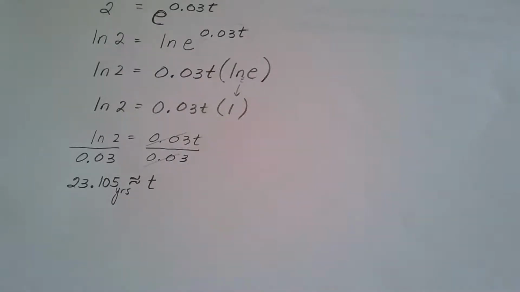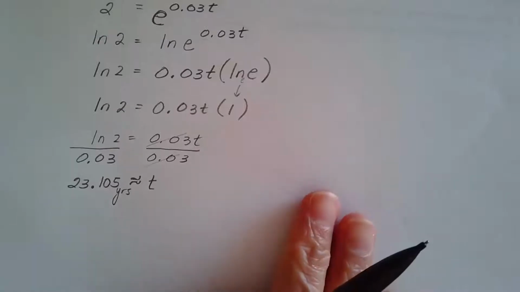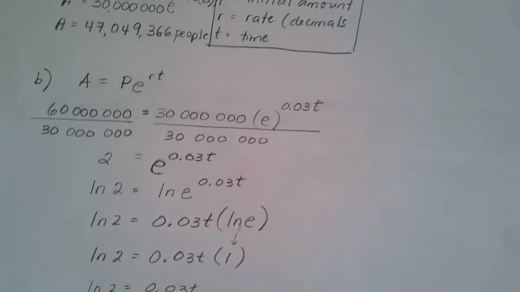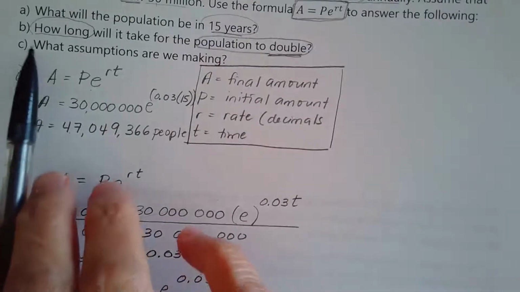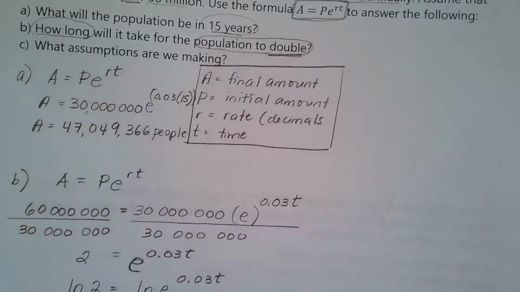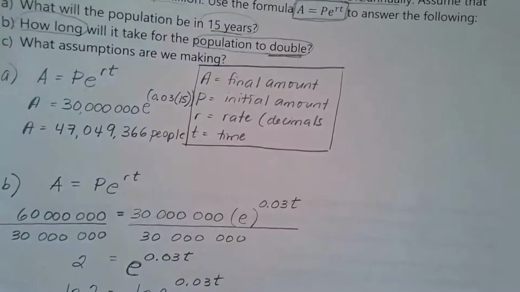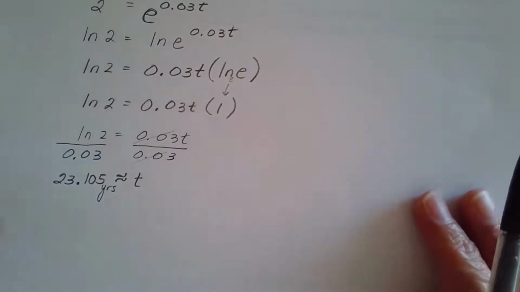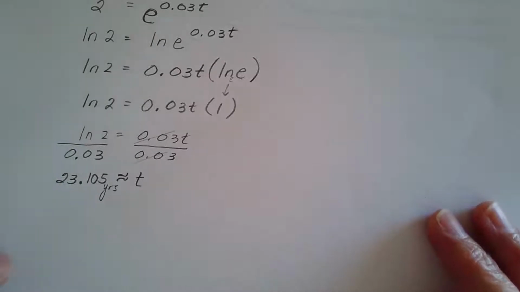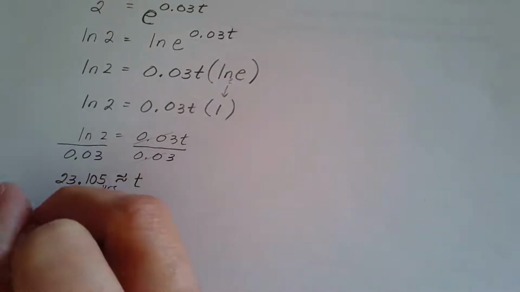Okay, now let's take a look at letter C. What assumptions are we making in here? Well, this is a great projection of population. But we are assuming something in here.